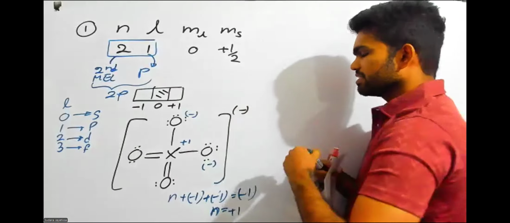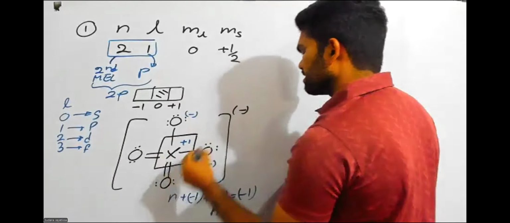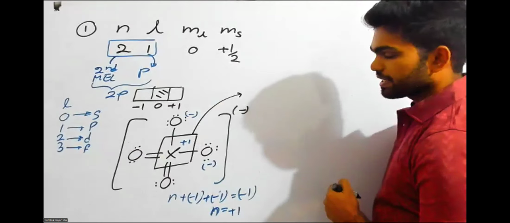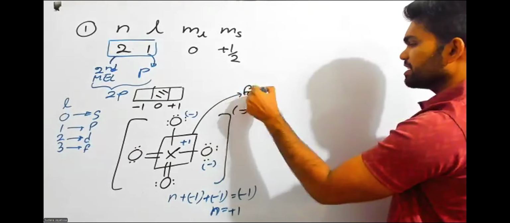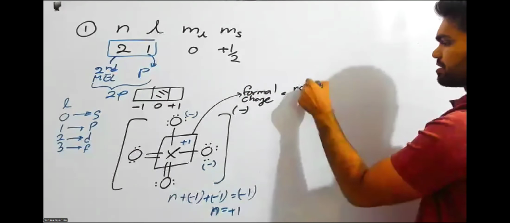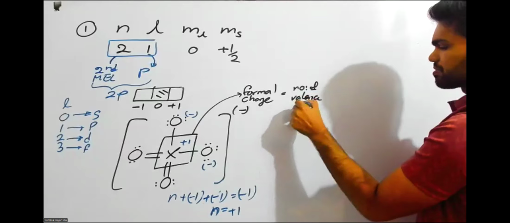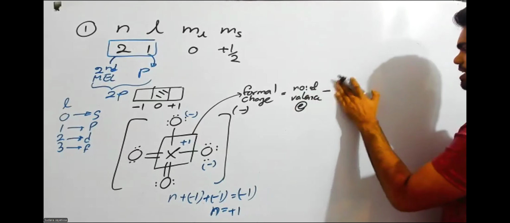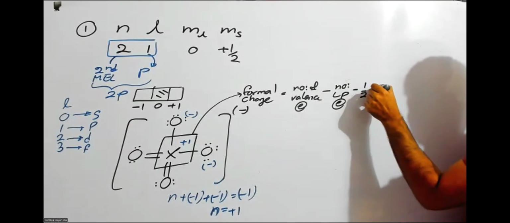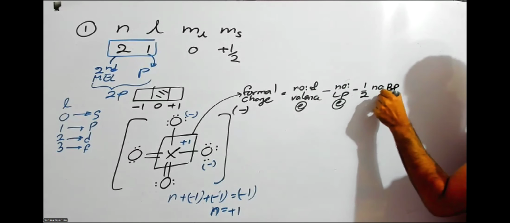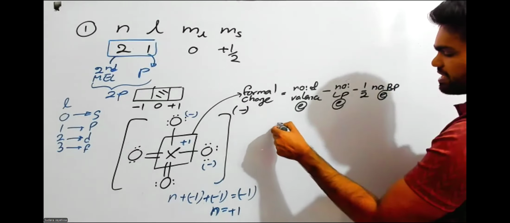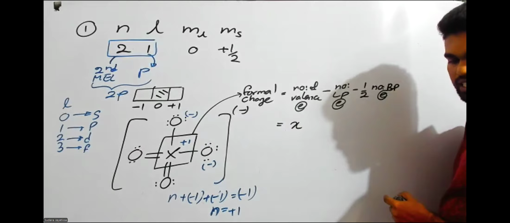Understood? Then, Lamai, go to the formula you learned in the second unit. Remember the formal charge formula? Formal charge equals number of valence electrons minus number of lone pair electrons minus half of the number of bond pair electrons. The valence electrons of this one we don't know. Let's label it as Nx.